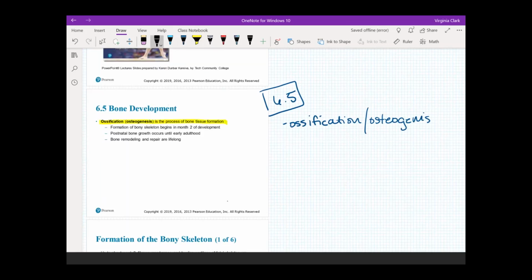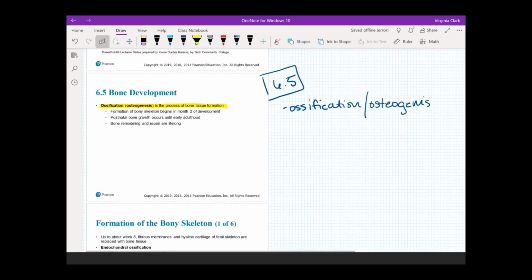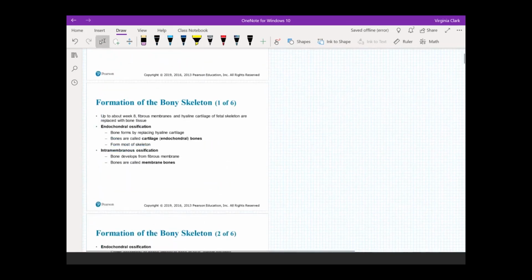These two terms are synonymous for this whole process of bone tissue formation. What's interesting is that the bony skeleton is going to form around month 2 of development. That is when we're going to start this process. We are talking about in utero, so this is called the formation of the bony skeleton.